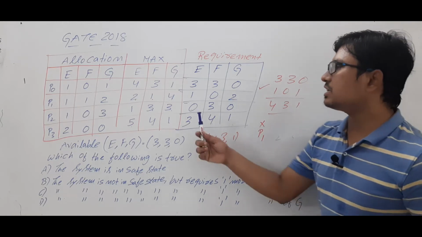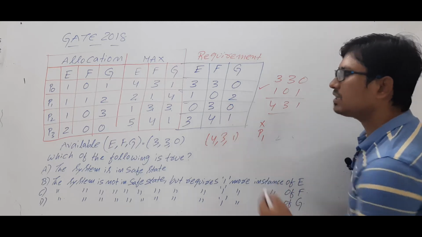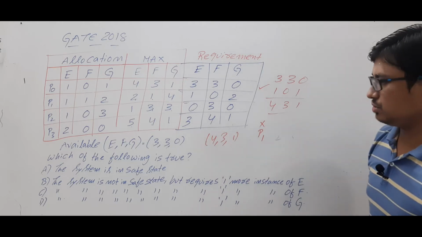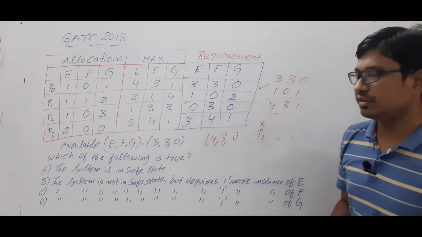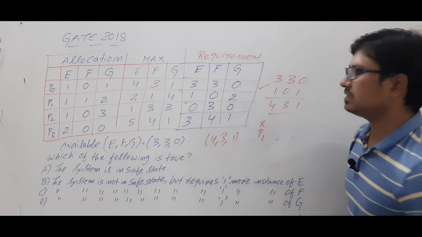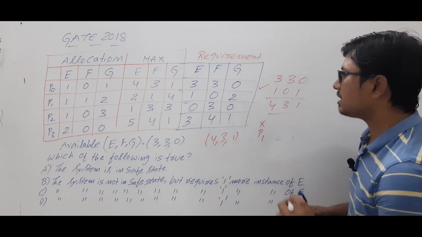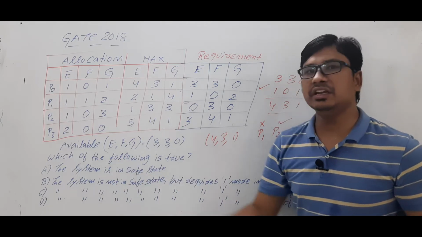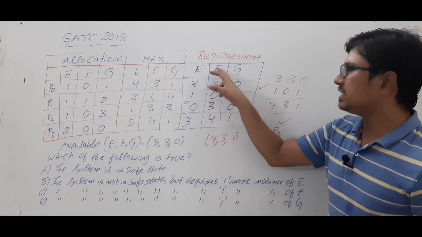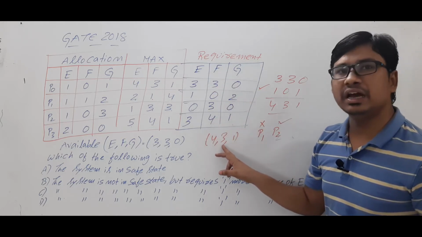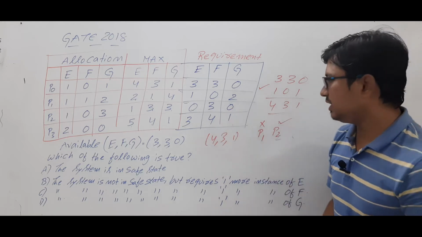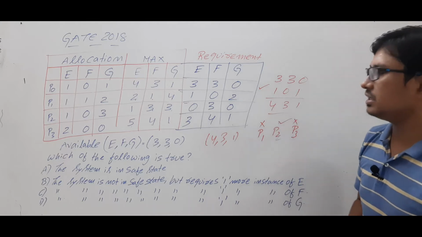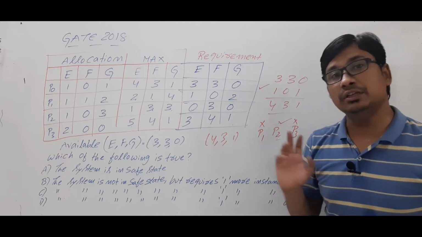Look at here. Can we satisfy the P2 requirement or not? What is the P2 requirement? 0, 3, 0. We have 4 units of resource E, 3 instances of resource F and 1 instance of resource G. So we can satisfy the P2 requirement. We will see, can we satisfy the P3 requirement or not? It needs 4 instances of resource F, but we have 3 instances of resource F. So we cannot satisfy the P1 requirement and P3 requirement currently. However we can satisfy the P2 requirement.